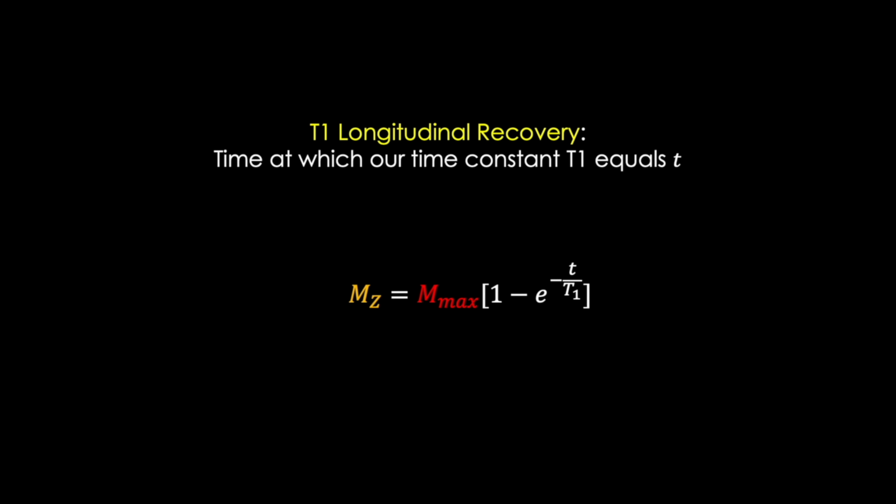If we take our formula for T1 recovery and set the time during the recovery process equal to our growth constant T1, then substituting this in for t, we get T1 divided by T1 in this exponential, which equals 1, and e to the negative 1 equals 0.37. 1 minus that equals 0.63, or 63% of the maximum value of our net magnetization.